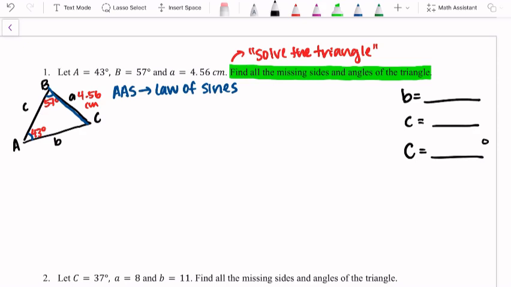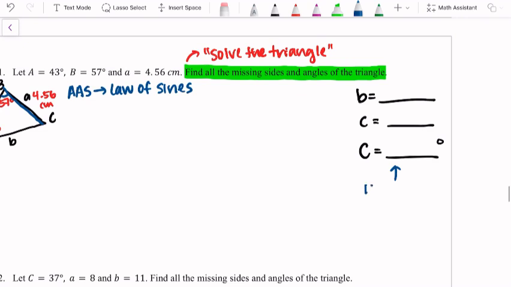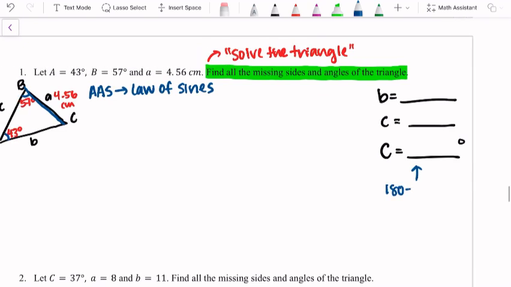Okay, so here we go. We can really start anywhere that we want. We can go in order of how we wrote it, or we can try to find the easiest thing first. Personally, I think finding that angle C is going to be the easiest because we already have two angles in a triangle. We should know what all of the angles add up to be. It's 180. So for angle C, I'm going to have 180 minus 43 minus 57. And if I type that all into my calculator, I believe we get 80 degrees.